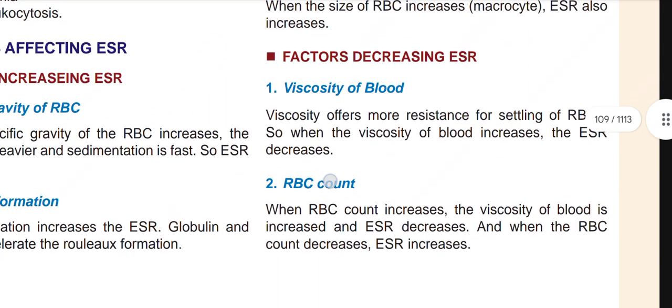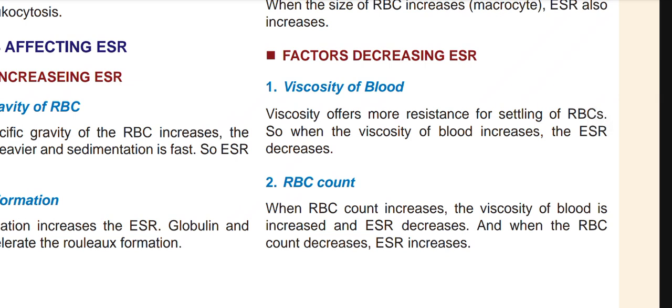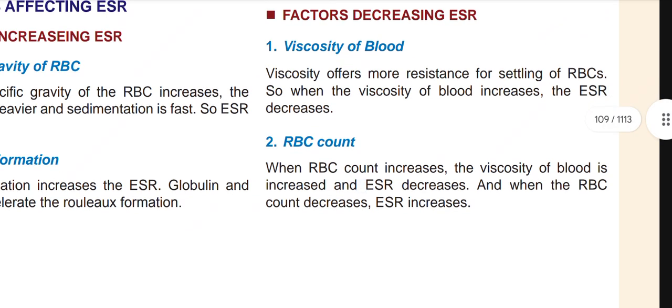Then factors decreasing ESR: viscosity of blood. Viscosity offers more resistance to settling of RBC. So when the viscosity of blood increases, the ESR decreases. Then RBC count. When RBC count increases, the viscosity of blood is increased and ESR decreases. And when the RBC count decreases, ESR increases.